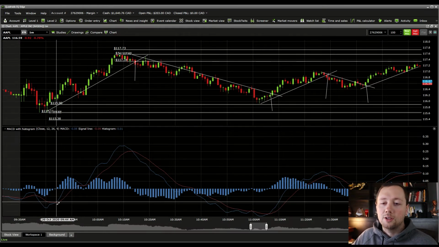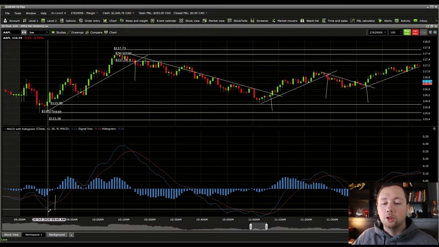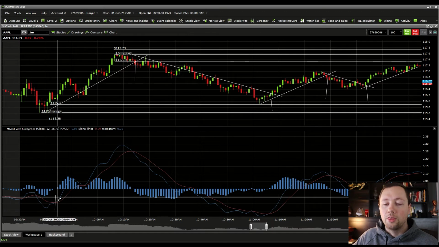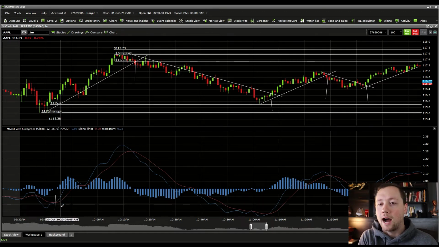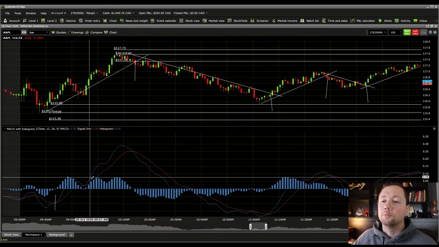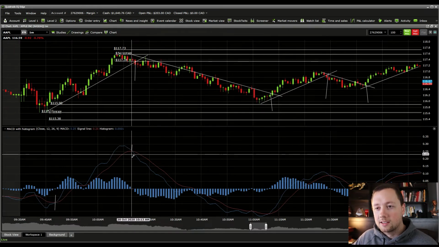And so as you can see right here, the blue MACD line crossed above the red signal line. That is a buy signal. When the blue line crosses above the red line, when the MACD crosses above the signal line, that is a buy signal. And so I've put a little marker on here. When the blue line crosses below the red line, that is a sell signal.